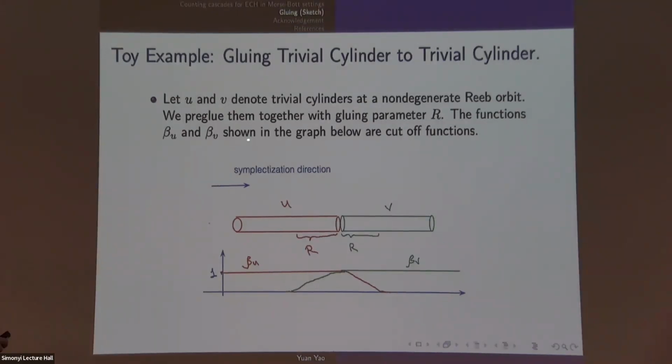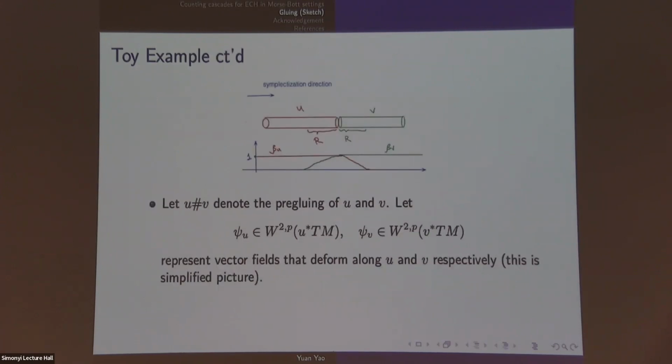Let's say you have two trivial cylinders, U and V, drawn here, with a gluing parameter R. I choose a cutoff function beta U that's constant up to where the pre-gluing happens, and then cuts off very slowly. And I have beta V, which is constant along V, and then slowly tapers off as it enters this region over here. Let U hash V denote the pre-gluing of U and V.